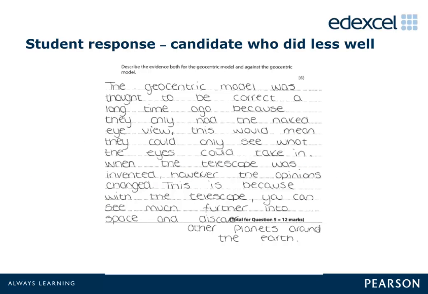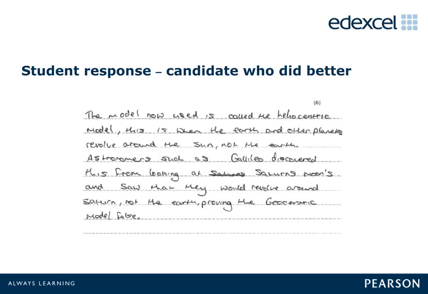This question is from the foundation tier paper. It was one of the 2 extended writing items on the paper. This response scored no marks. It presented no evidence either for or against the geocentric model of the solar system. This candidate seems to have read the introduction to the question and not the question itself. This candidate describes the evidence against the geocentric model with good detail, but does not offer any evidence for the geocentric model. This response was level 2, scoring 4 marks.